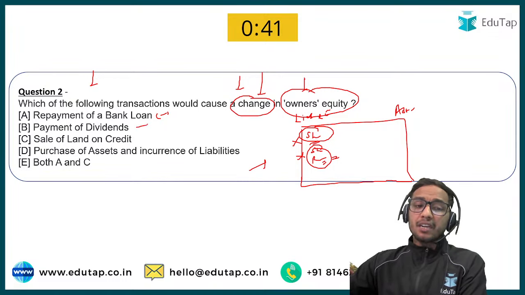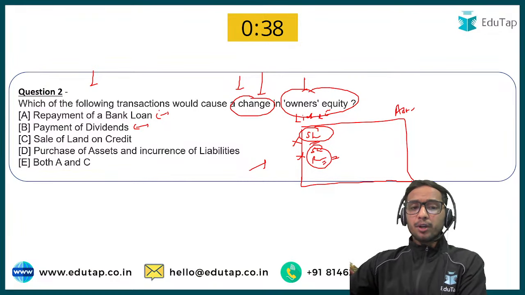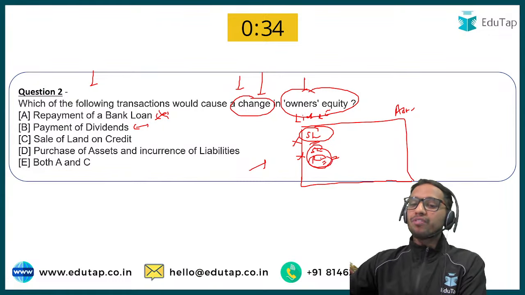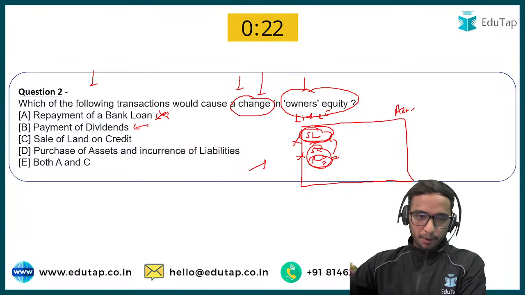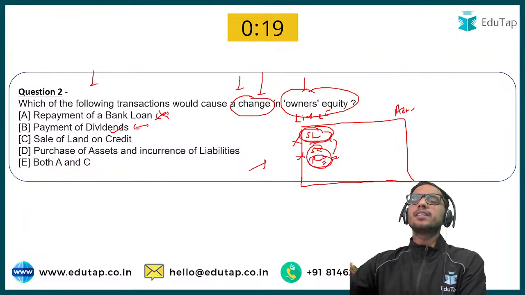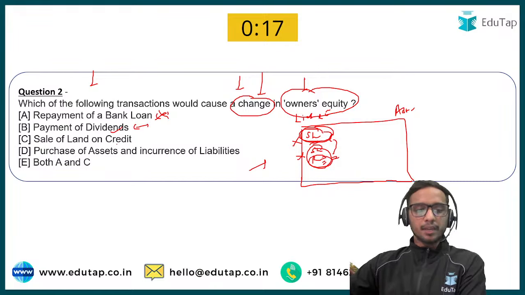Now the second option says payment of dividend. See, when you pay dividend, you pay out of reserve and surplus only. So yes, this is going to impact the value of shareholders fund because reserve and surplus are included in the shareholders fund, or we can call it owner's equity. So yes, payment of dividend would be the correct answer, but let's read out the other option as well and try to eliminate them as well.